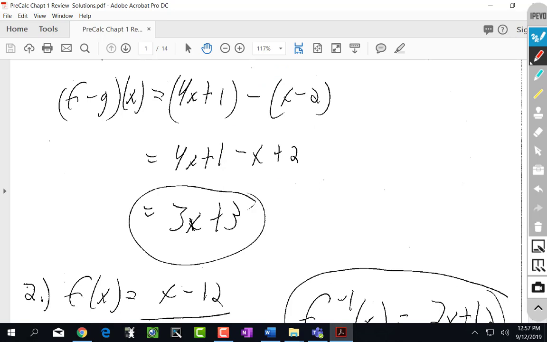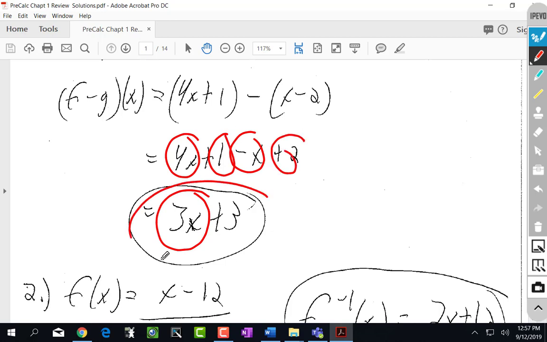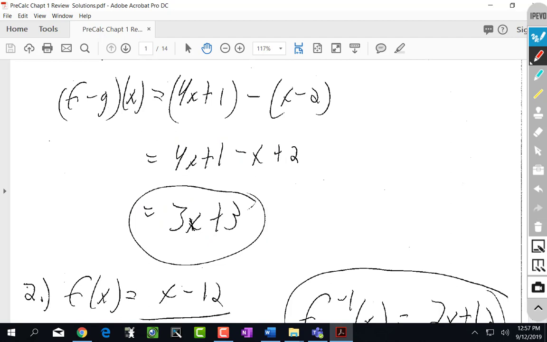Now I just go ahead and combine like terms. I got 4x minus x is going to be 3x, and 1 plus 2 is going to be a positive 3. So my answer number 1 is going to be 3x plus 3.